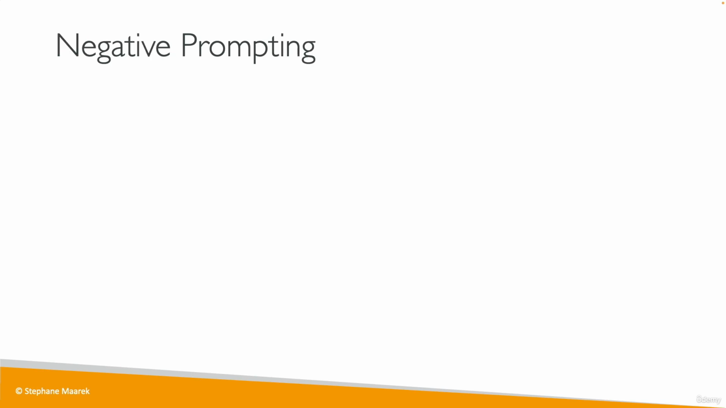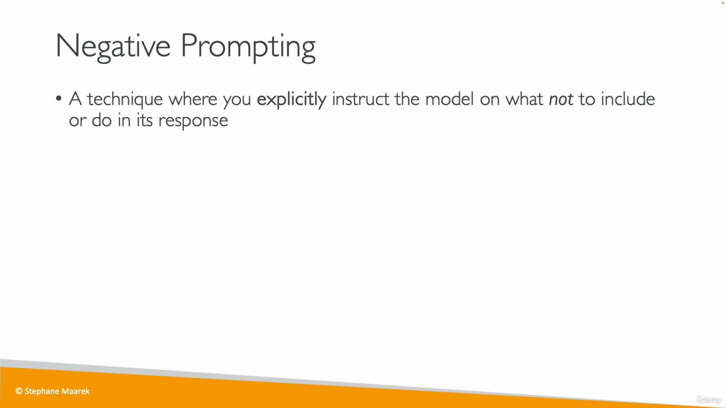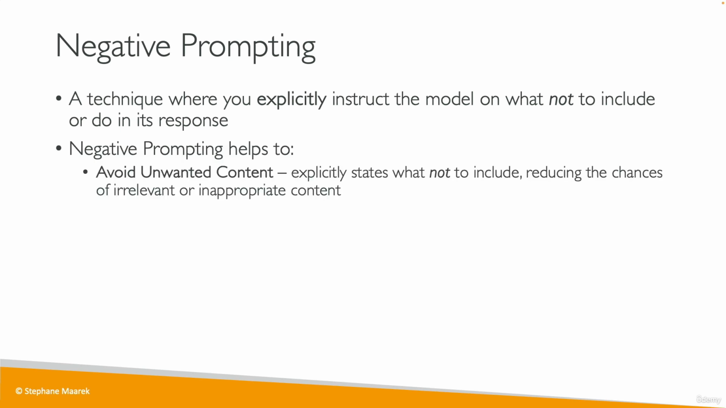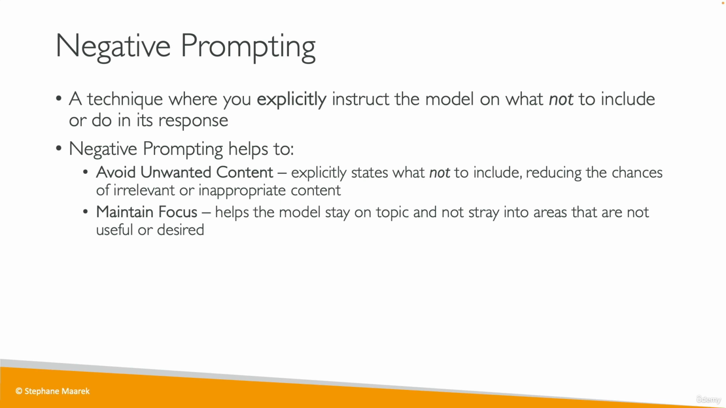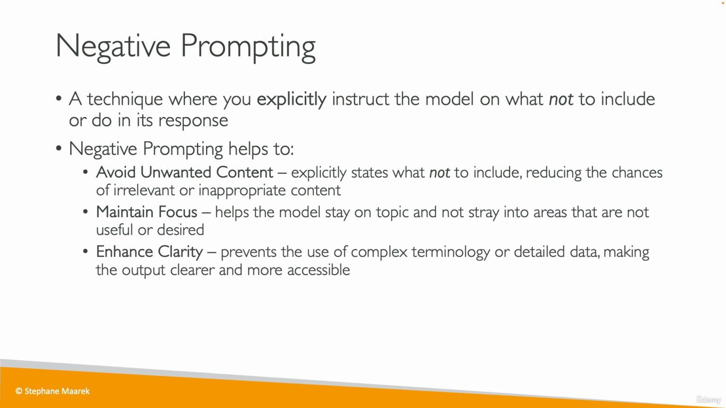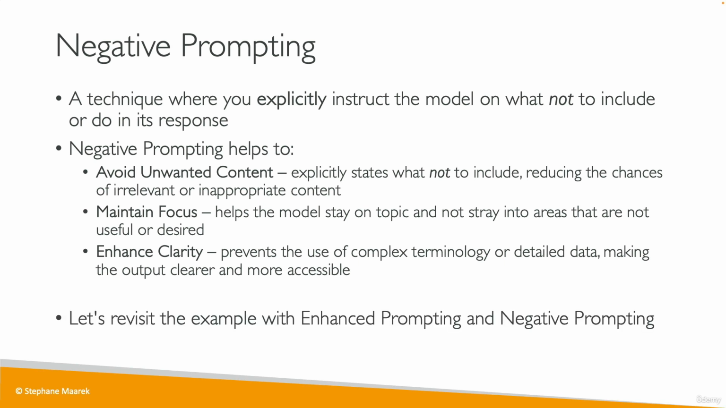Next, we have the technique called negative prompting. This is a technique where we explicitly instruct the model on what not to include or to do in its response. So negative prompting helps to avoid unwanted content. We specify explicitly what we don't want, and therefore we reduce the chances of irrelevant or inappropriate content. And we maintain the focus. We make sure that the prompt and the model will stay on the topic. Then we have enhanced clarity because, for example, we can say don't use complex terminology or don't use detailed data, so we can make the output clearer, and so on.